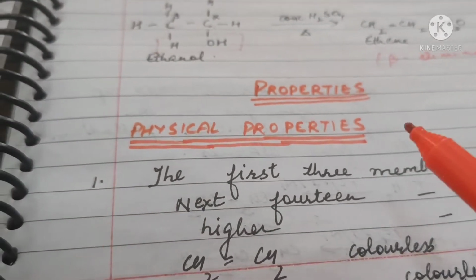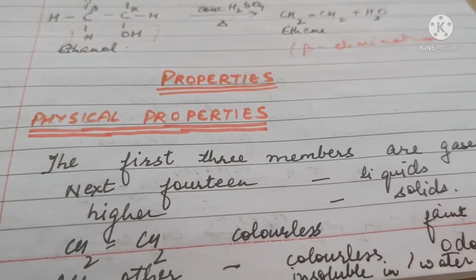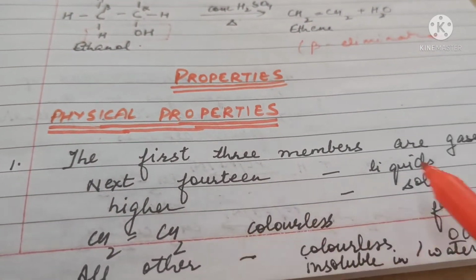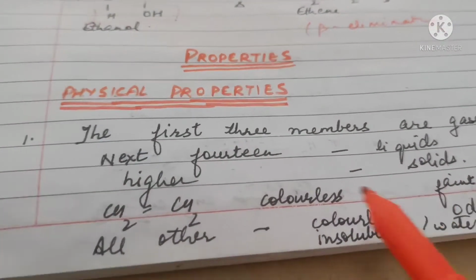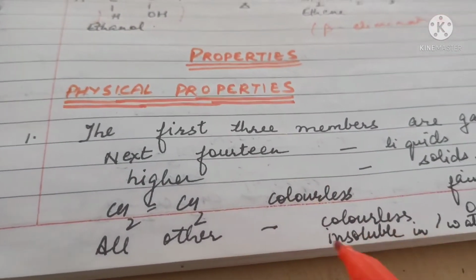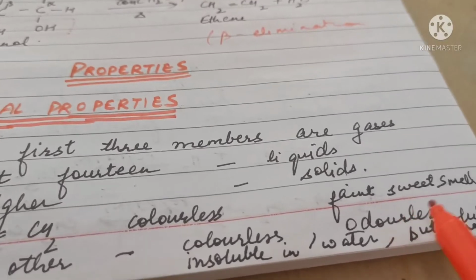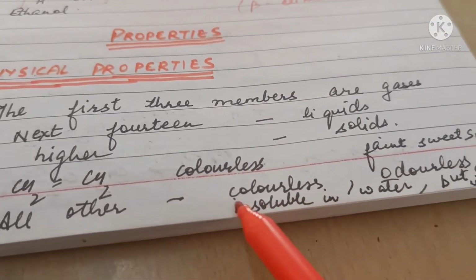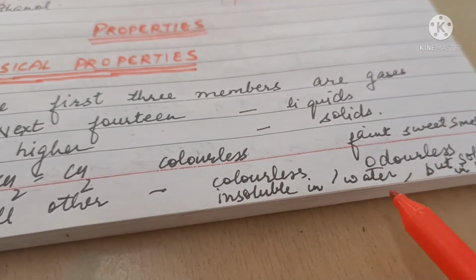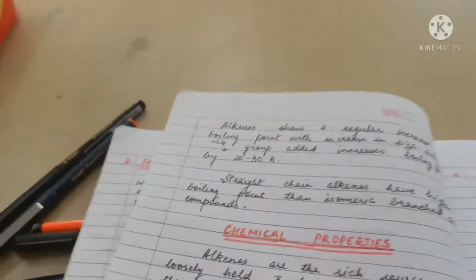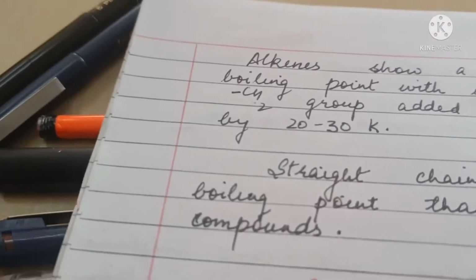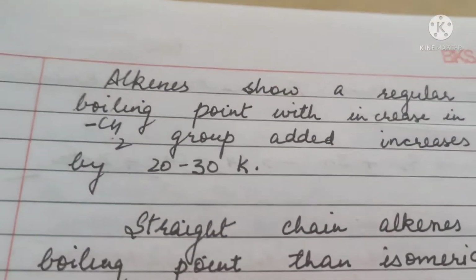Properties. Physical properties. The first 3 members of alkenes are gases. Next 14 are liquids. Higher to them are solids. Ethene, the first member, is colorless and has a faint sweet smell. Other alkenes are colorless and odorless, insoluble in water but soluble in organic solvents, non-polar solvents like benzene, carbon tetrachloride, etc.